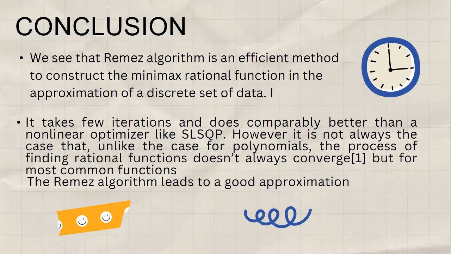Conclusion: we see that the Remez algorithm is an efficient method to construct the minimax rational function in the approximation of a discrete set of data. It takes few iterations and does comparably better than a nonlinear optimizer like SLSQP. However, it is not always the case that, unlike the case for polynomials, the process of finding rational functions does not always converge. But for most common functions, the Remez algorithm leads to a good approximation.